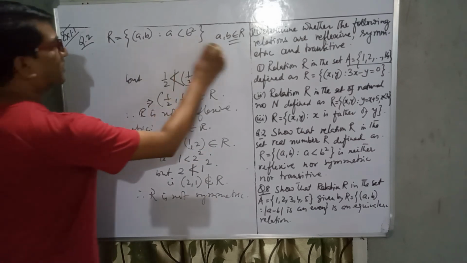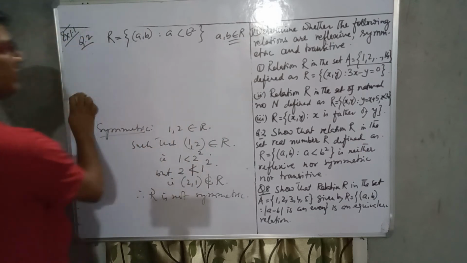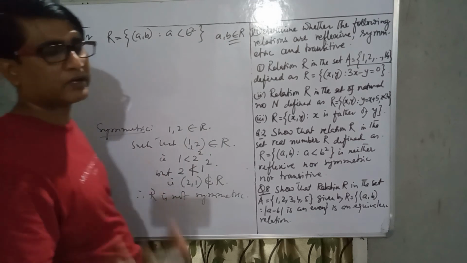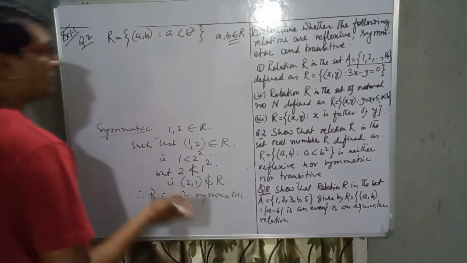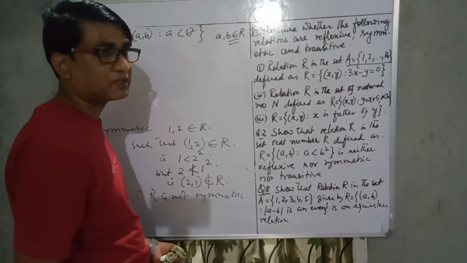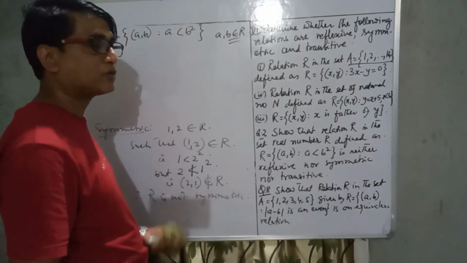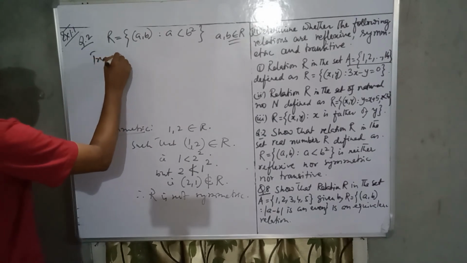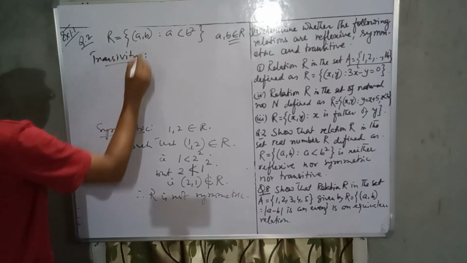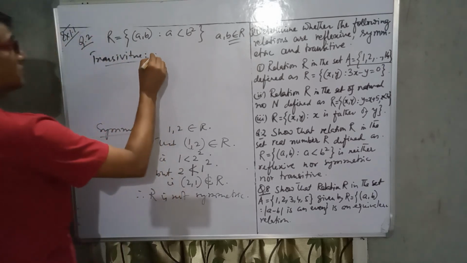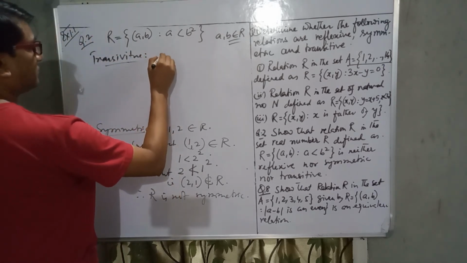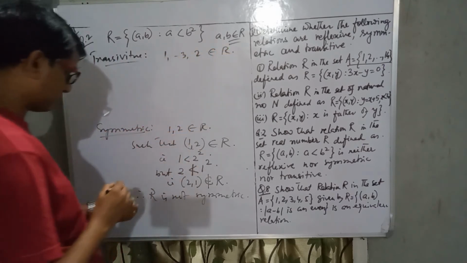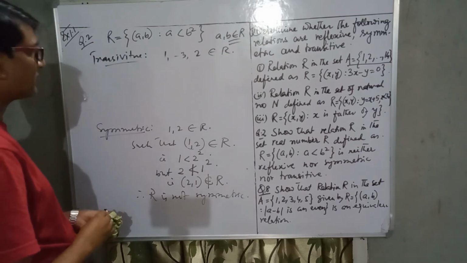And last, we have to check that R is not transitive. For that, how many elements do you have to choose? Three elements. These examples you can take yourself; that is your choice. It is not compulsory to choose only what I choose. You can choose other examples also. Transitivity: how to check transitive? Three numbers. Suppose 1, minus 3 over 2 belongs to R.